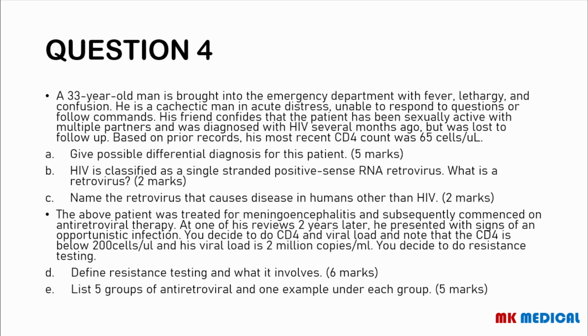Then phenotypic testing is where you actually directly measure the sensitivity, or the phenotype, of the patient's HIV in response to specific antiretrovirals. So you expose the virus to certain antiretrovirals and you see how it reacts. And then in genotype, you actually study the virus. Then list 5 groups of antiretrovirals and one example under each.